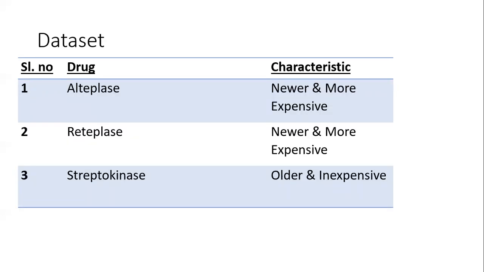In this data set, I have information about those patients who were given three different types of drugs. The first one being alteplase, second reteplase, and the third one being streptokinase. Alteplase and reteplase are the newer and more expensive drugs, while streptokinase is the older and inexpensive drug. We are interested in comparing the performance of alteplase and reteplase with that of streptokinase.